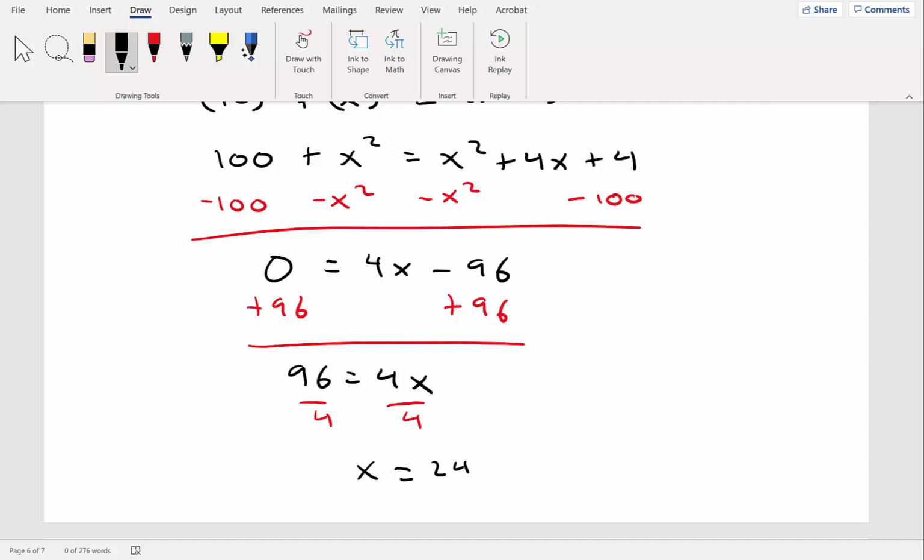So the sides of this triangle, we have 10. That was the side that was given to us. That was one of the legs. Then x represented the other leg. And then the hypotenuse, since it was x plus 2, this would have to be 26.